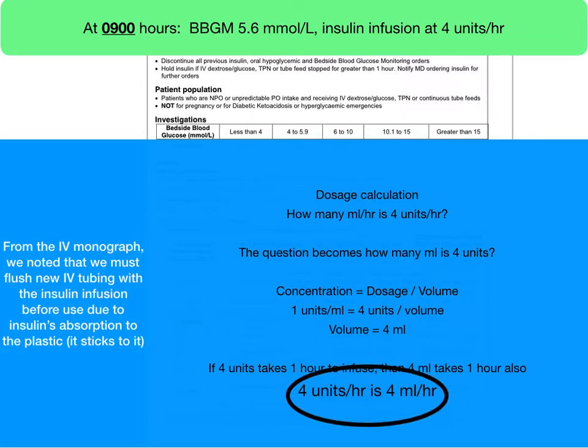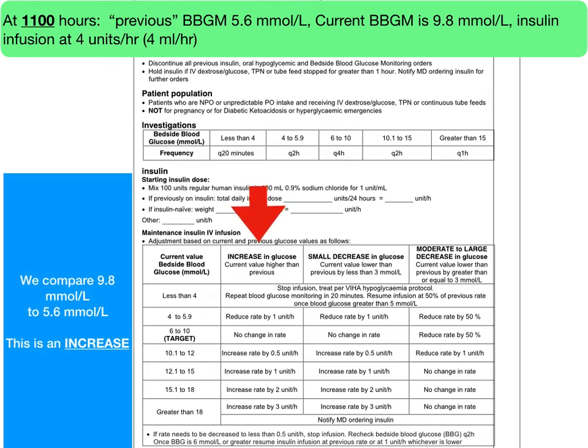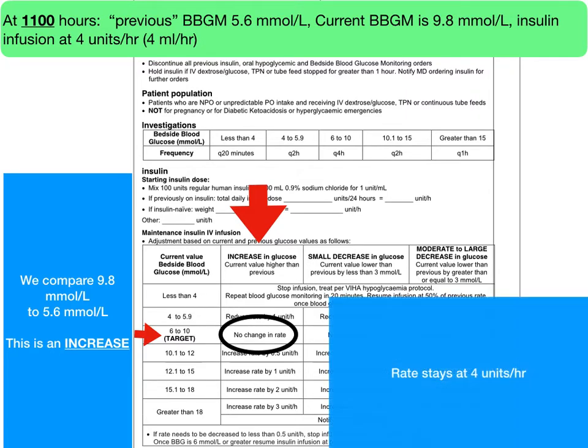Now looking at the rest of the clinical order set, we'll run through a couple of scenarios to familiarize you with this. At 11 o'clock, the previous blood glucose was 5.6 and the current is 9.8. When we compare 9.8 to 5.6, we notice that this is an increase. We then go along the other scale to find out that we're in our target range and that there is going to be no change in the rate. In this scenario, the rate will stay at 4 units per hour. We will be checking the blood glucose again in 4 hours because the current BGM is 9.8.